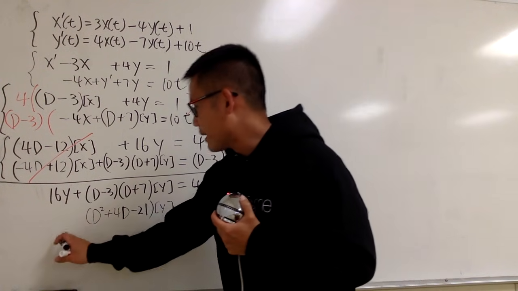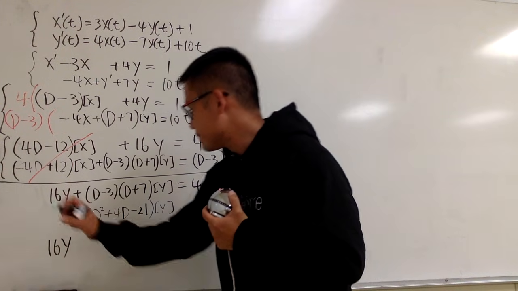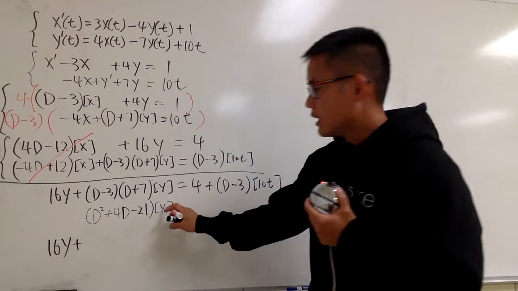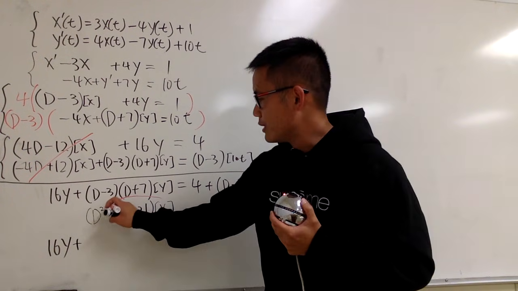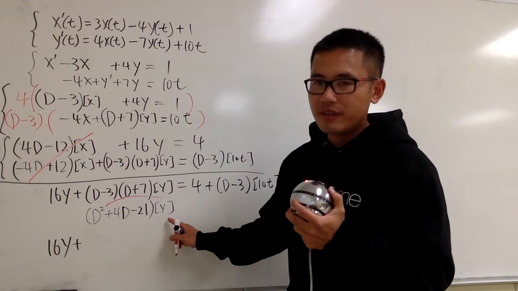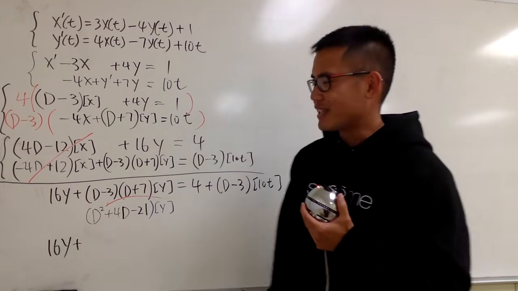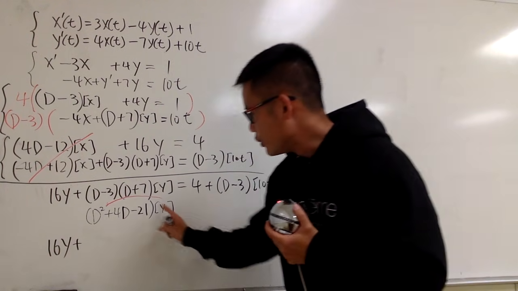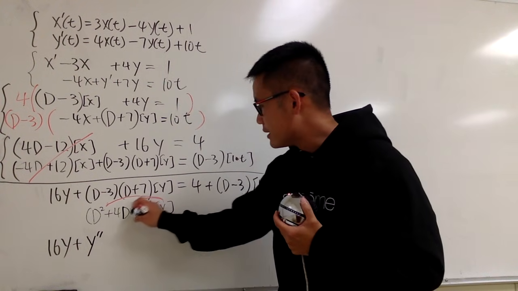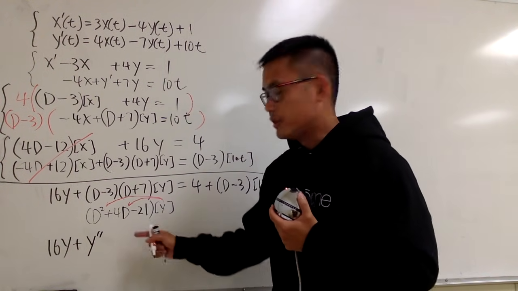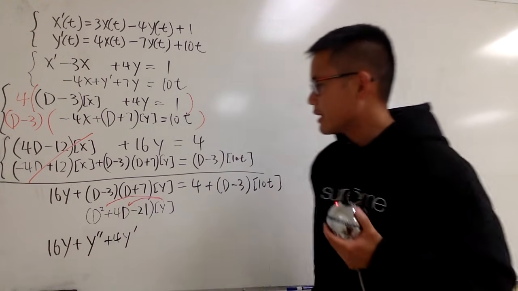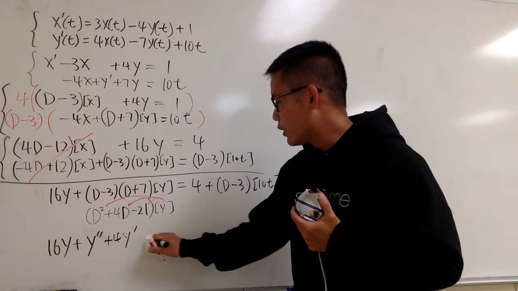At the end, let me show you what I mean by this. This is still 16y. Now, this is how we're going to take care of this. Put on the plus. Here we have the y. Let me do it backwards. I have d squared applying to y. D is the derivative. When you have the second power, that means you take the derivative twice. So you have the second derivative of y, y double prime. And next, 4d applying to y is 4y prime. So we have plus 4y prime. And lastly, you have negative 21y.